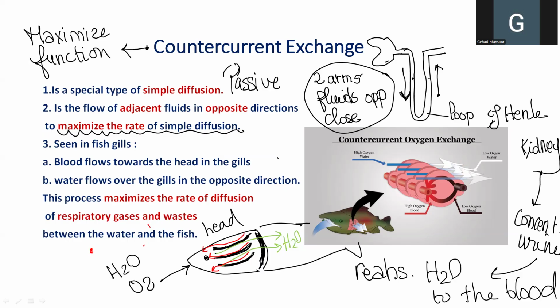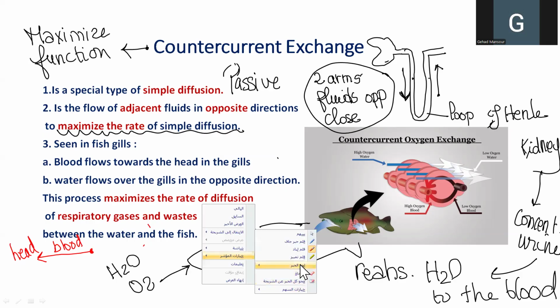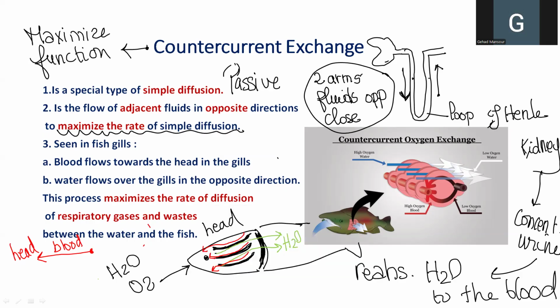So we have a fluid, which is blood, that flows towards the head, and another fluid, which is water, which flows towards the tail. And they are in close proximity to each other. Here we have the water which flows away from the head and towards the tail. So here we have all the criteria necessary for a countercurrent exchange to occur. We have two fluids that are flowing very close to each other, parallel to each other in two opposite directions.